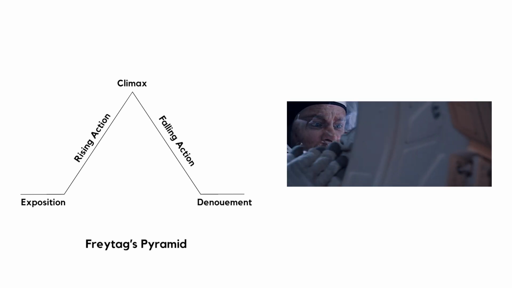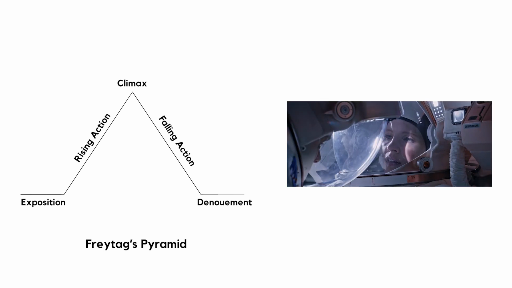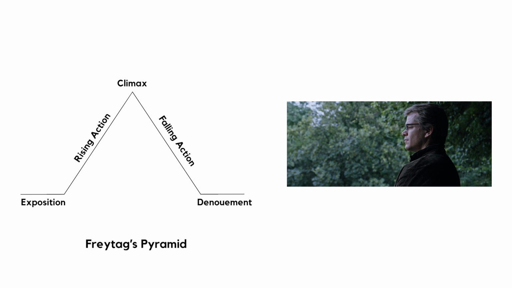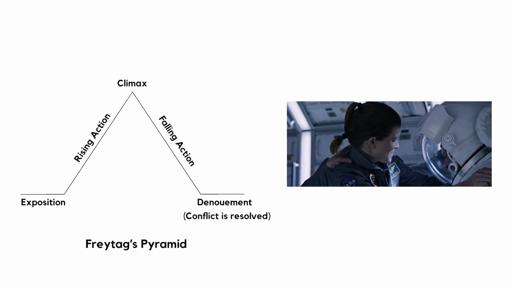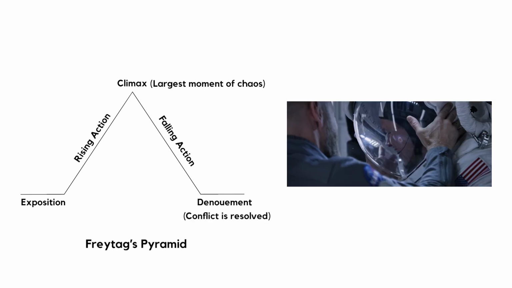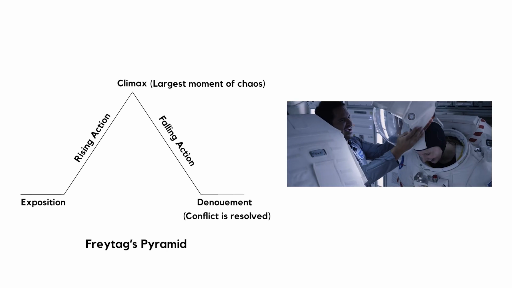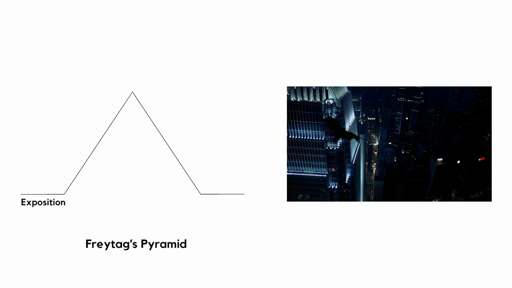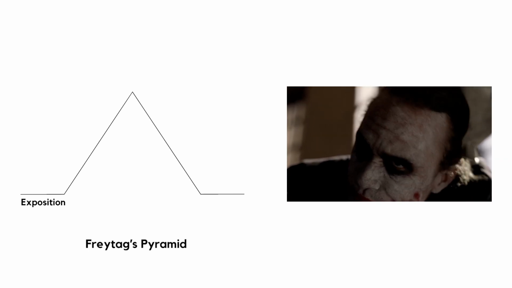The denouement and the traditional climax of The Martian happens when Mark Watney is safely returned to the Hermes and then back to Earth. This moment resolves the conflict, while the midpoint created the largest moment of chaos that turned the story. In The Dark Knight, Batman must take on Gotham's newest threat, the Joker.